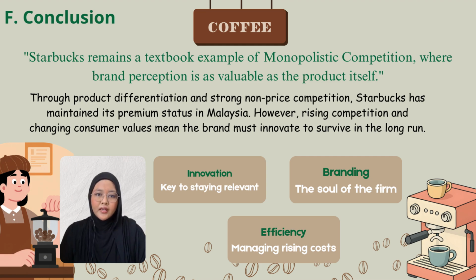In conclusion, Starbucks Malaysia is a perfect example of monopolistic competition. Brand perception is just as important as the coffee itself, while non-price competition and branding help them stay premium. Rising competition and changing consumer trends mean Starbucks must adapt quickly to stay successful in the long run.